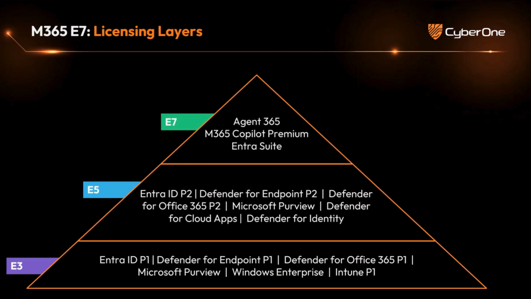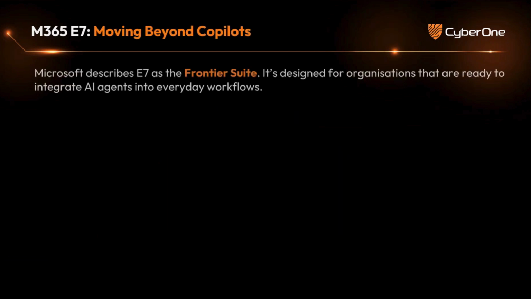I'm going to spend a bit of time explaining those three bits at the top. So E7, the way it's marketed by Microsoft, is as a frontier suite. It's the idea of moving beyond just a Copilot, beyond that traditional AI, and looking at agentic AI instead. So it's designed for organizations that are ready to use agentic AI. And of course, that is not everybody. Not all of us are at that stage, but that's kind of how it's positioned and marketed.